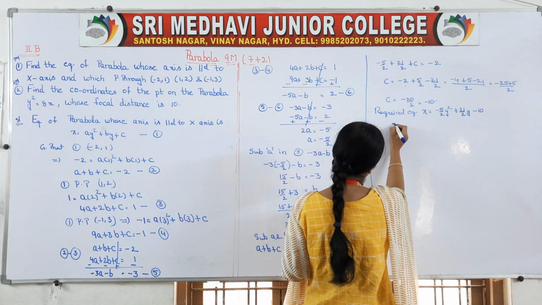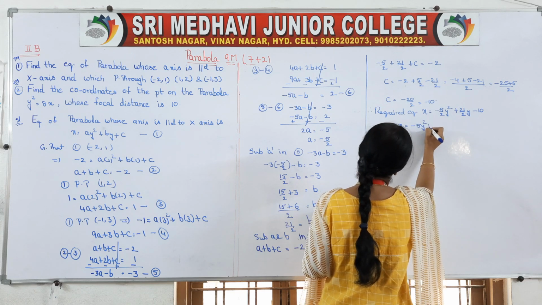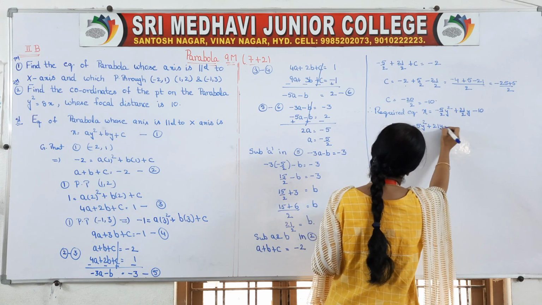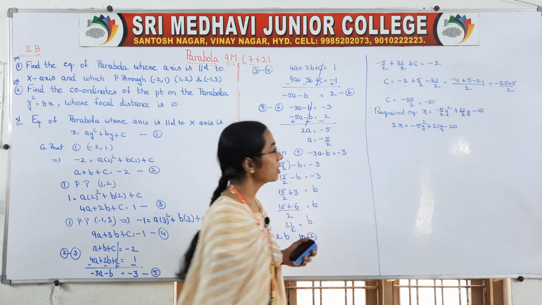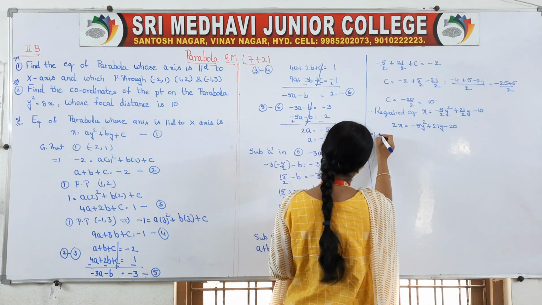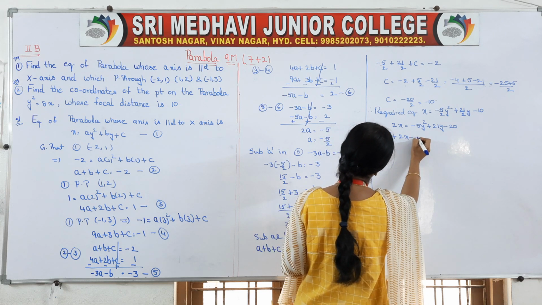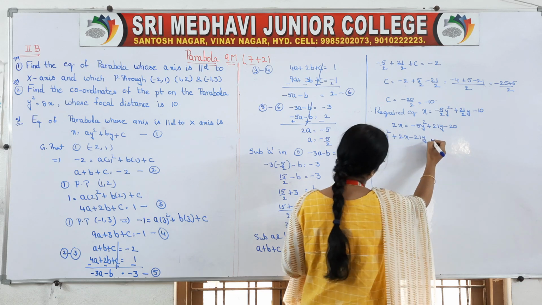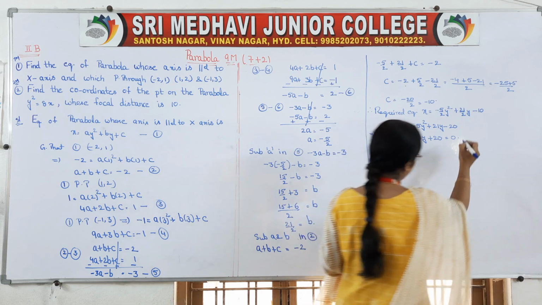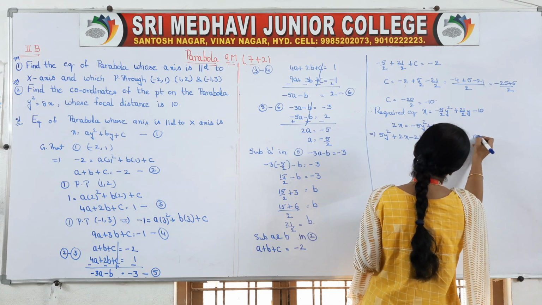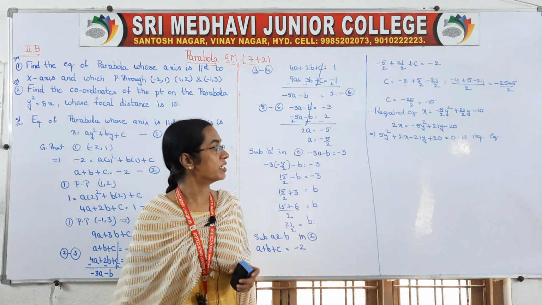Taking the LCM as 2, 2x is equal to minus 5y square plus 21y minus 20. Writing all the terms in order, it is 5y square plus 2x minus 21y plus 20 is equal to 0. This is the required equation.